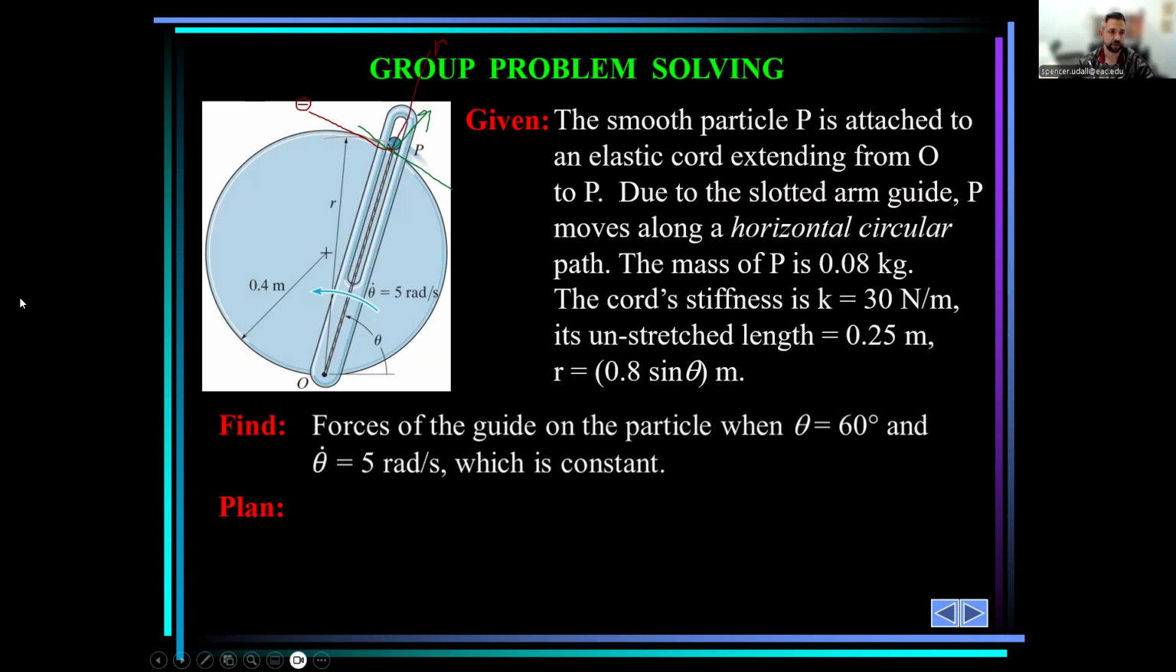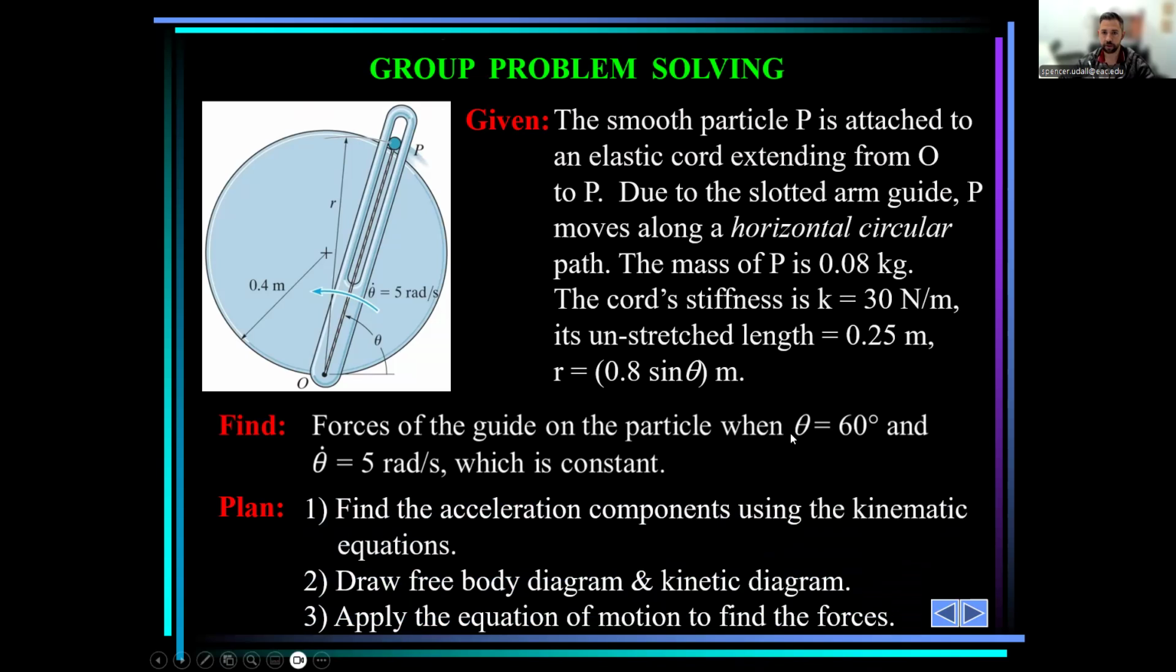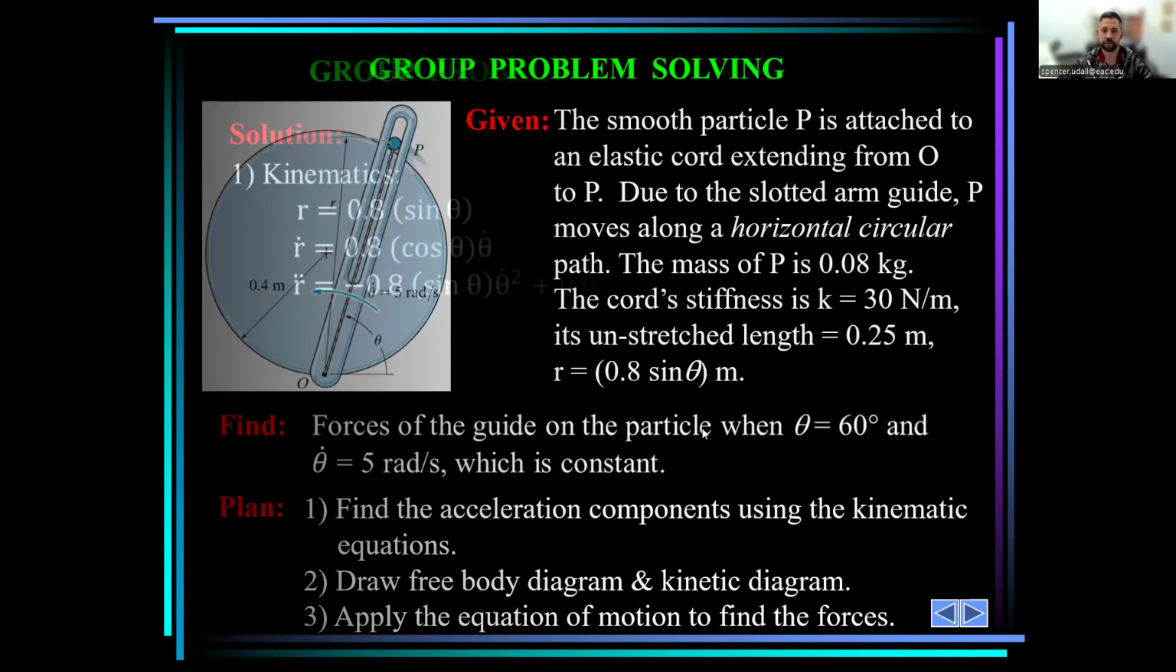So this is what I was trying to click, but it wouldn't let me for some reason. Well, I'll let the slides do that because it's going to get neater here. All right. And they did give us theta is 60, theta dot is 5 radians per second, which is constant again, so theta double dot would be 0. They gave us an R equation that we can use for a derivative. They also have this stretched cord, which is interesting. That's going to come into play here in a little bit.